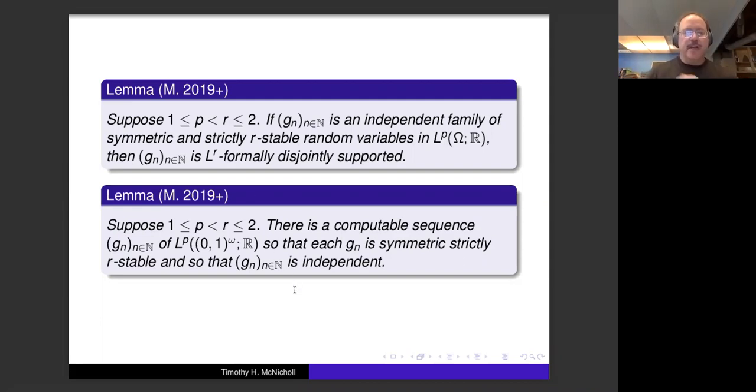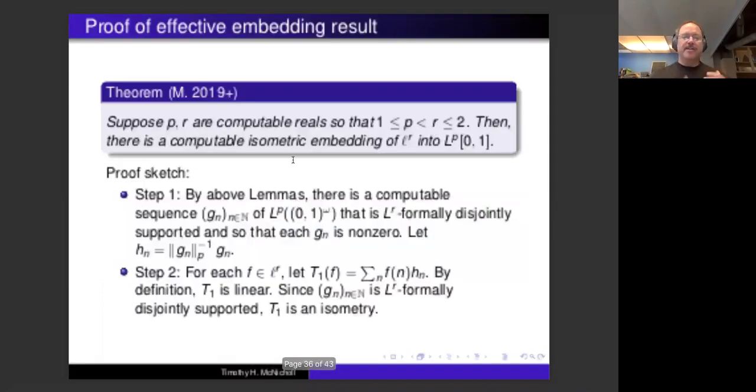And then, working the previous theorems, that's hard, but then you can show this: you can get a computable sequence G_n of vectors in L^p[0,1]^ω, so that each G_n is symmetric, strictly r-stable. Again, here r and p need to be computable. And it's an independent sequence, okay? So these are going to be L^r formally disjointly supported, even though they live down in L^p. And now maybe you can see what's coming next.